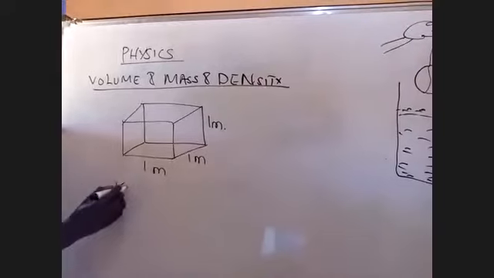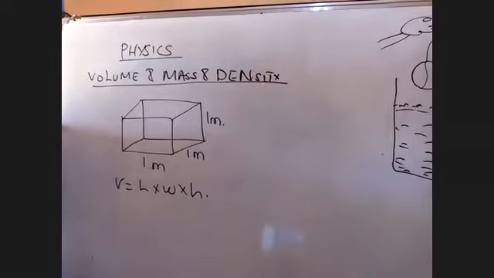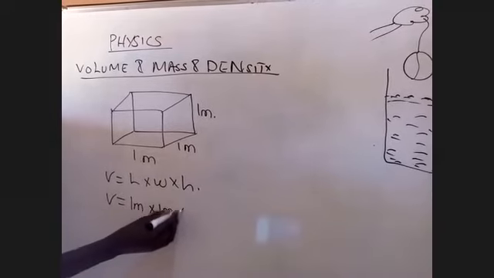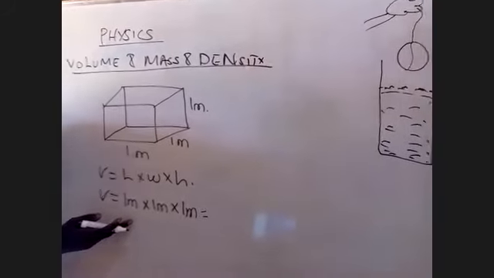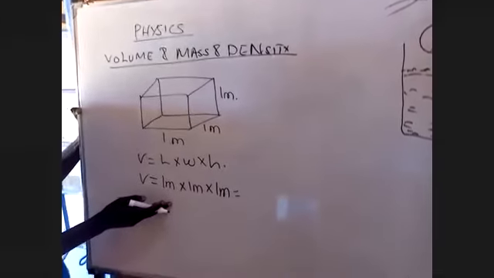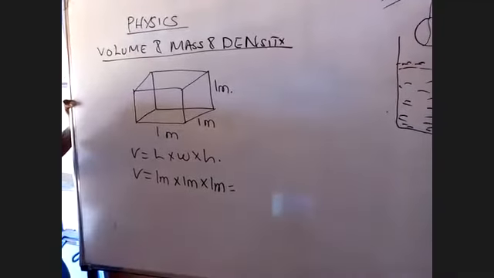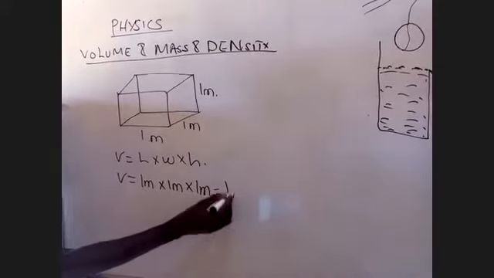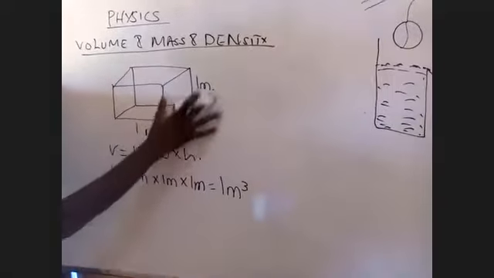Calculating the volume of this cube, it will be given by length times width times height. So that the volume is given by 1 meter times 1 meter times 1 meter. So what are you going to get here? Yes, Aquaria? If you multiply 1 meter by 1 meter by 1 meter, what will you get? 1 cubic meter. Yes, we get 1 cubic meter. So meaning that the volume of this cube is 1 cubic meter.